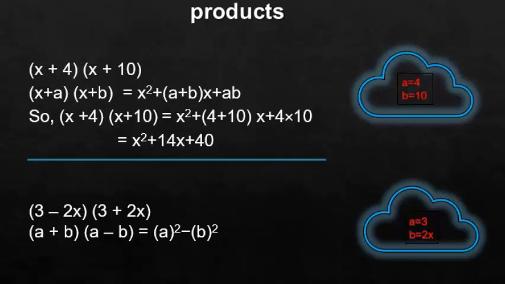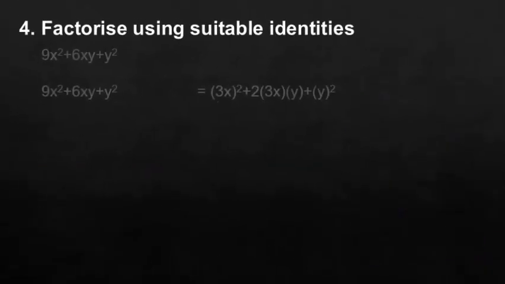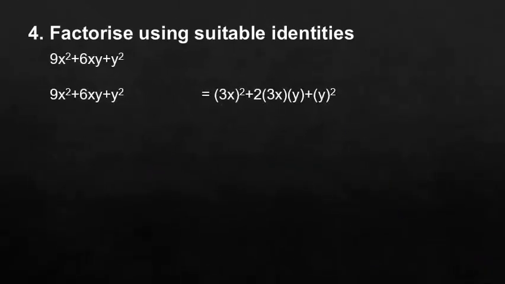So you can just substitute: instead of a you can substitute 3, instead of b you can give 2x. So which gives you 3 square minus 2x whole square. The answer is 9 minus 4x square. Now a few polynomials are given to factorize using suitable identities. In that, the first one is 9x square plus 6xy plus y square.